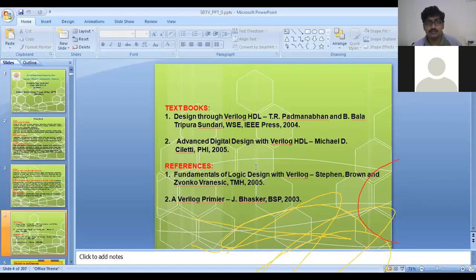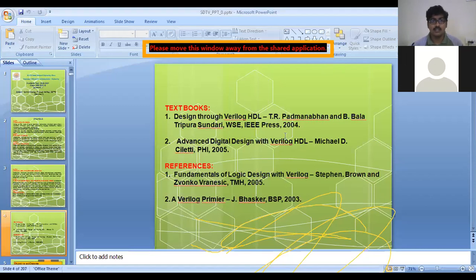And we have two reference textbooks. One is Fundamentals of Logic Design with Verilog, and another one is a Verilog HDL Primer by J. Bhaskar. Not only these four, we can also have one more textbook called Verilog HDL by Samir Palnitkar, which is also a good textbook to know the basics, and will be very helpful while you write programs in Verilog HDL also. Okay.